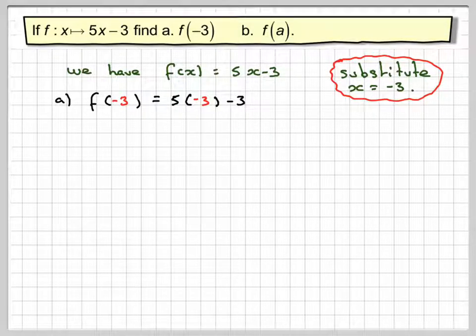5 times minus 3 gives me minus 15. Minus 3. Minus 15 minus 3 gives me minus 18.